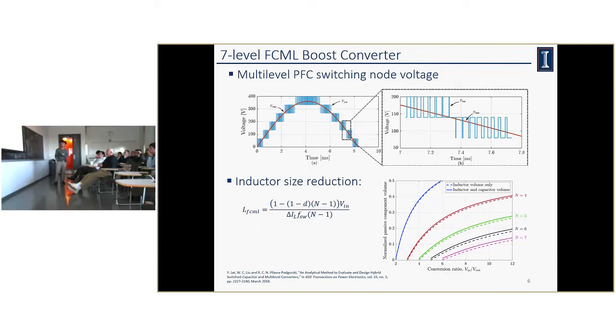This is a paper that quantifies exactly how large a reduction you can gain by increasing the number of levels. The blue curve is the inductor volume of the 2-level boost converter, and by operating at 7-level, you will have this much reduction. So this definitely helps with the power density, but later we'll identify that this causes a bit of a challenge on the control side.